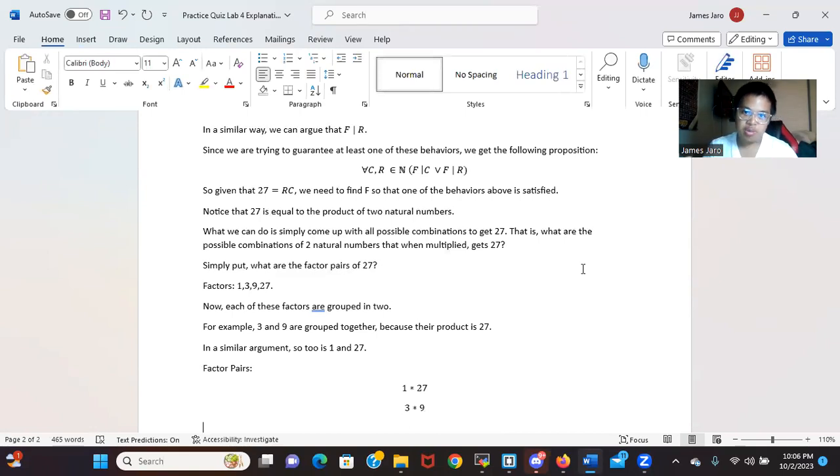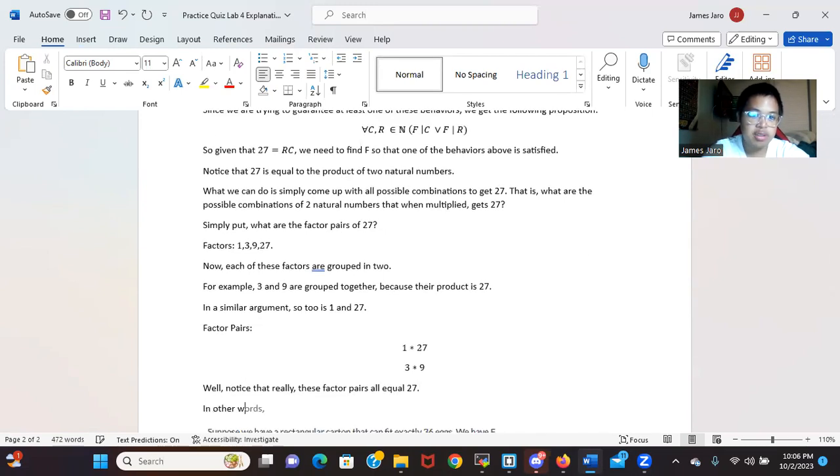And so now we have these. The question becomes, what do we do with this information? Notice that these factor pairs all equal 27. So in other words, R and C are coming from the factor pairs, from the factors themselves.